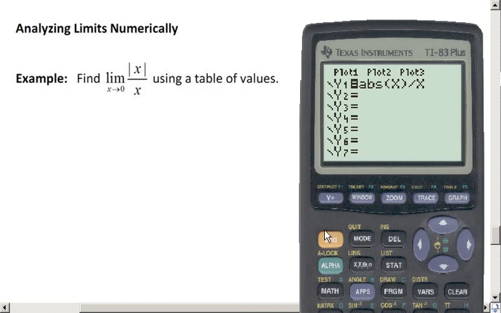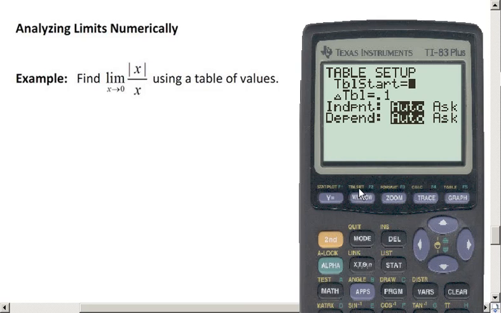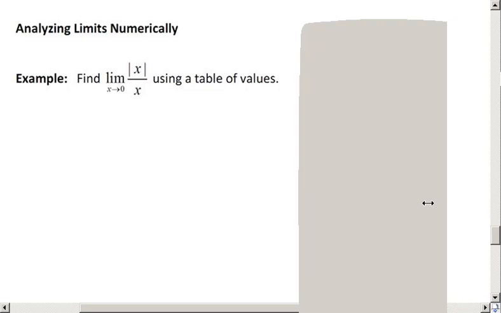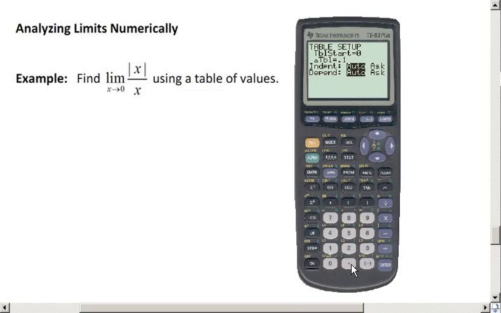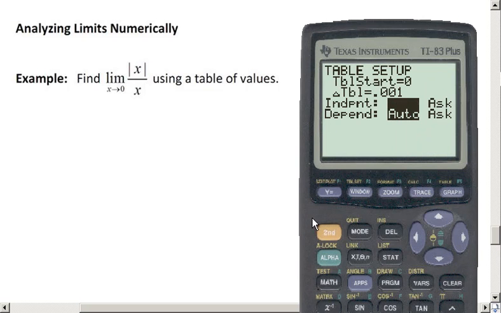The next thing we're going to do is go to the table setup menu by hitting second window, and here we want to examine what happens to the values when x is 0. So we're going to keep that the same, but we're going to make the change in table smaller because we want to get as close to 0 as possible. So I'm going to make this 0.001 and hit enter. Once I've got that entered in, I'm going to hit second graph to see the table.